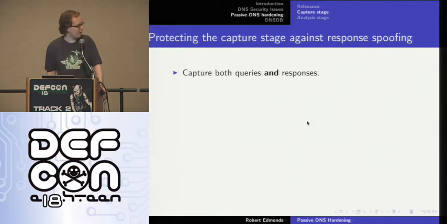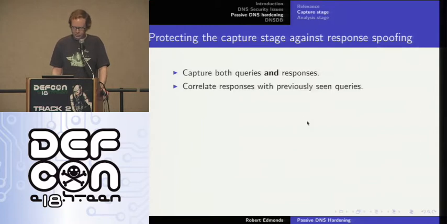So let's move on to the protections that we've implemented on top of the basic passive DNS idea. It's actually relatively easy to protect the capture stage from spoofing. In order to make our DNS sensor at least as reliable as the DNS cache that it's monitoring, we need to capture both the outgoing queries that the cache is generating and the incoming responses that it gets back. So current generations of passive DNS only capture the responses, and they don't have the context or the state that is generated by the actual query that went out.